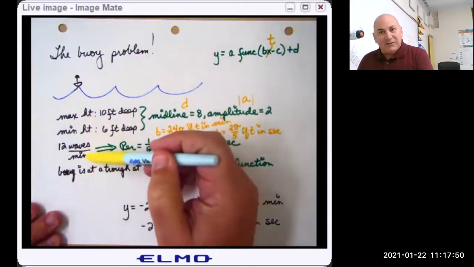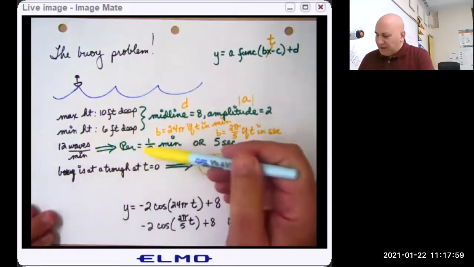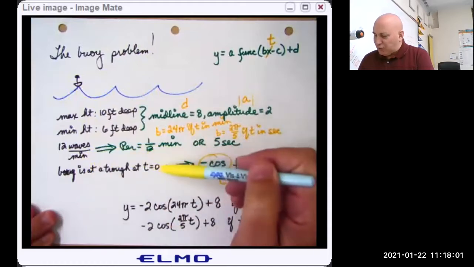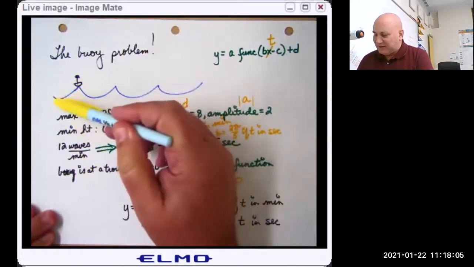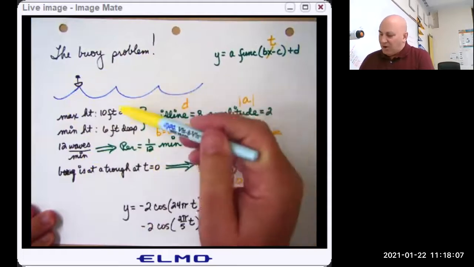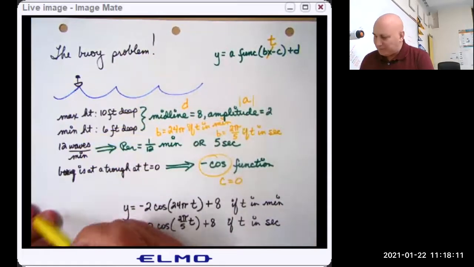Notice that the time is in the denominator. So is that frequency or period? Think about that. Okay. And then the buoy is in a trough at t equals 0. In other words, the buoy is at its minimum height at t equals 0. All 4 of these things tell us something.